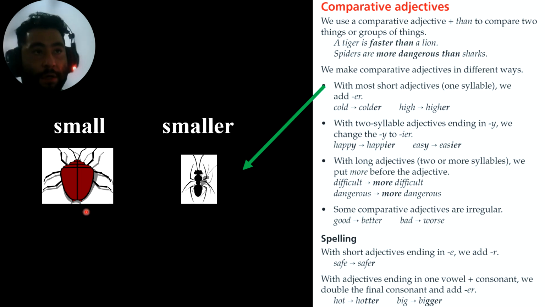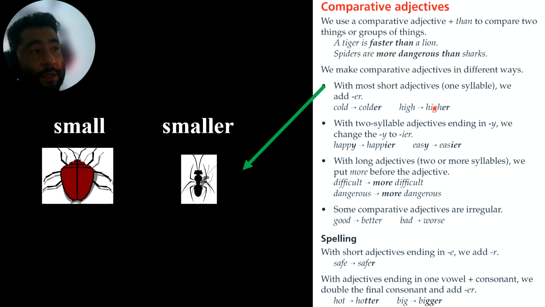In the case of comparative, the rule says that we need to use the comparative adjective plus than when we compare two objects. We have basic rules when we talk about short adjectives. Basically, we talk about the ones with one syllable. For example, cold. In that case, we need to add er at the end. Cold becomes colder. High becomes higher.